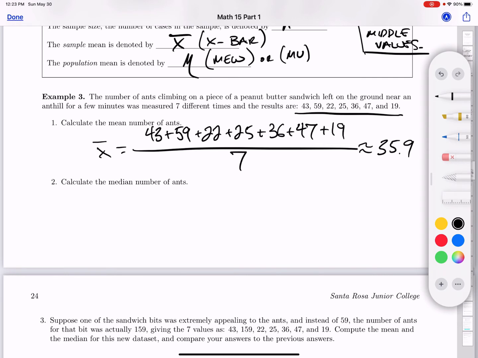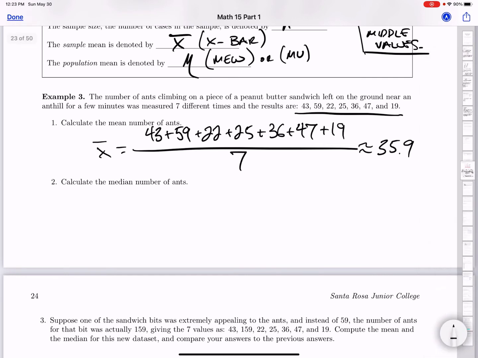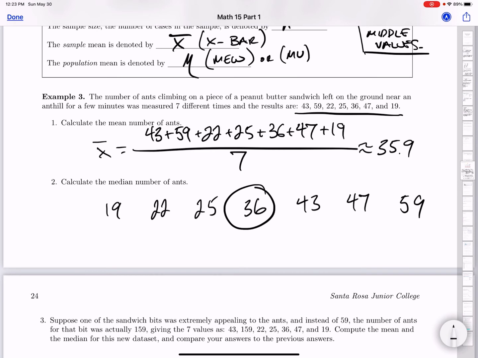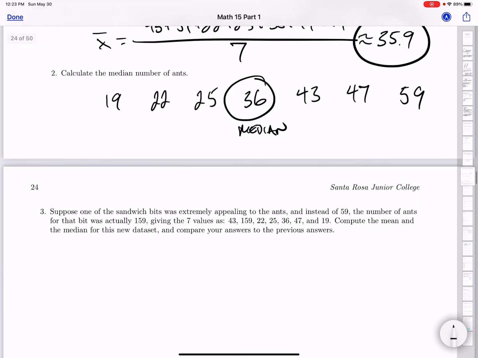Okay, and then the median. So the median is the center value, right? But remember, we have to order them first. So I order them from least to greatest, and then I note the center value is 36. That's the median. All right, so notice the mean and the median are very, very close. So it wouldn't really matter if we used the mean or the median to describe the center here. They would both be about 36.